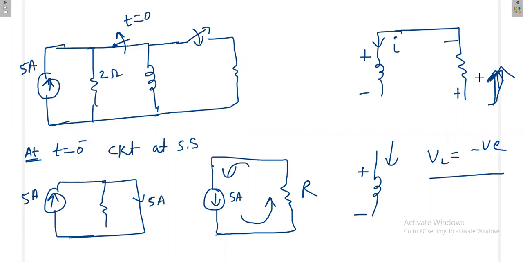Once the current goes like this, the voltage drop will be like this. As it is a parallel element, the same voltage will be applied here, but you took plus here, because the current is flowing in this way. But actually the voltage will be negative. That's why VL, the voltage across the inductor, is negative.